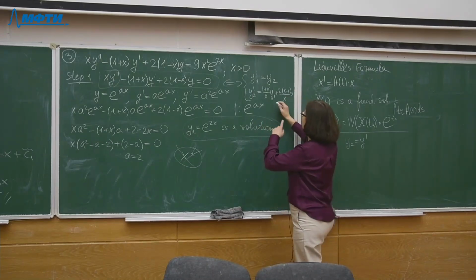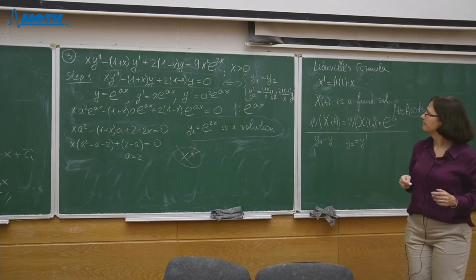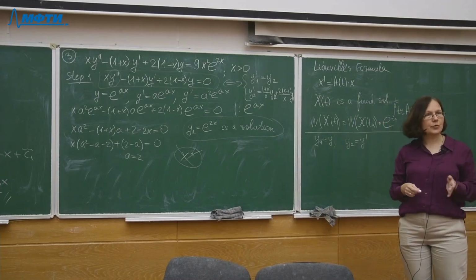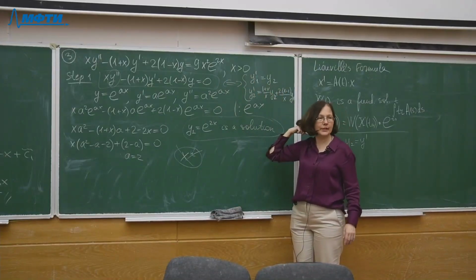So y prime is y2, I think. It's y2, y1. Okay, is it clear? So the first step is to rewrite this equation as a system of two linear differential equations.